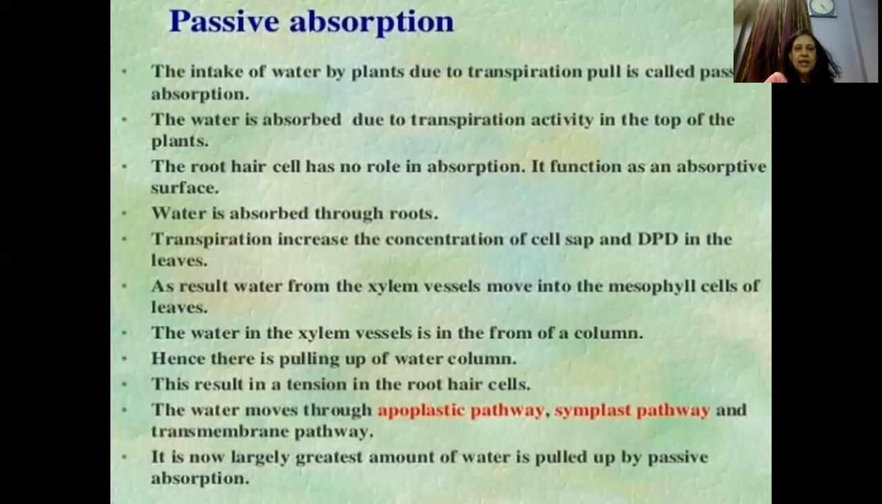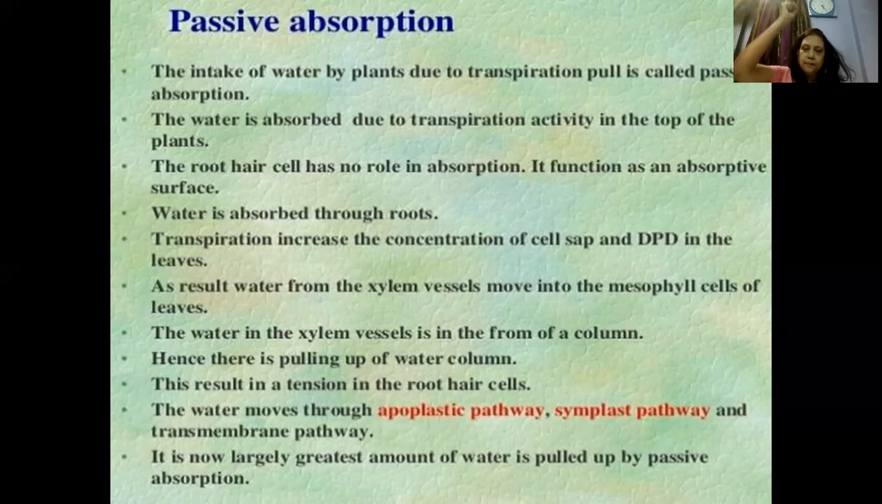Okay, so what happens? As a result, the water from the xylem vessels moves into the mesophyll cells of the leaf, and the water in the xylem vessels is in the form of a column. So the water just climbs up, okay, in the form of a column. So there is a pulling up. The water from the root is just being pulled up. So we say passive absorption is absorption through the root. So it has just been pulled up. The roots are not pulling, the water is automatically going up through the roots. Okay, you need to understand the difference.